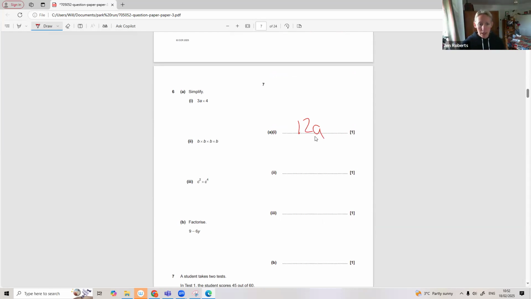B times B times B times B, b to the power 4. C squared times c to the power 4. I'm going to add my powers here, c to the power 6.